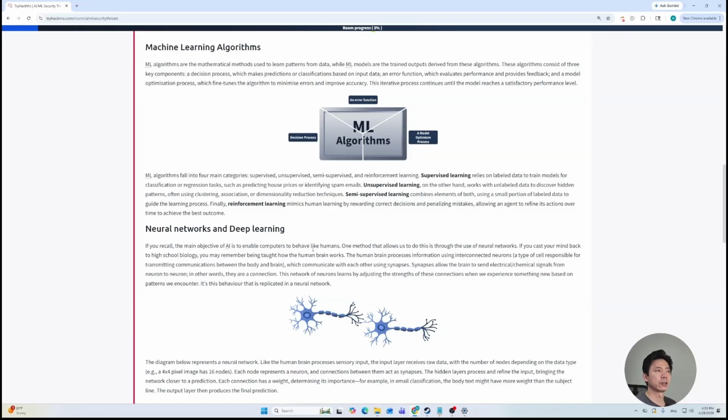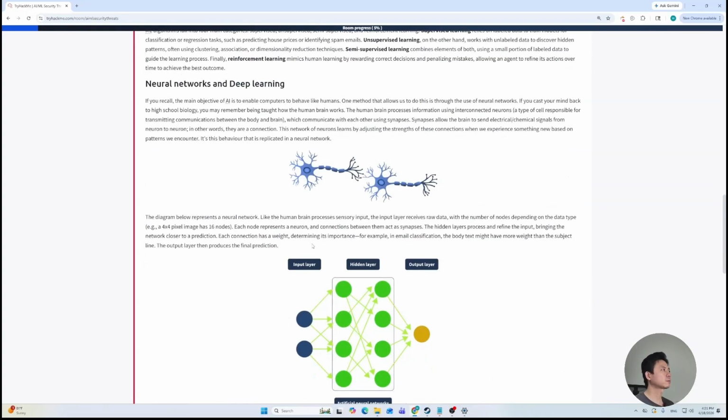Unsupervised learning, on the other hand, works with unlabeled data to discover hidden patterns, often using clustering, association, or dimensionality reduction techniques. Semi-supervised learning combines elements of both, using a small portion of labeled data to guide the learning process. Finally, reinforcement learning mimics human learning by rewarding correct decisions and penalizing mistakes, allowing an agent to refine its actions over time to achieve the best outcome.